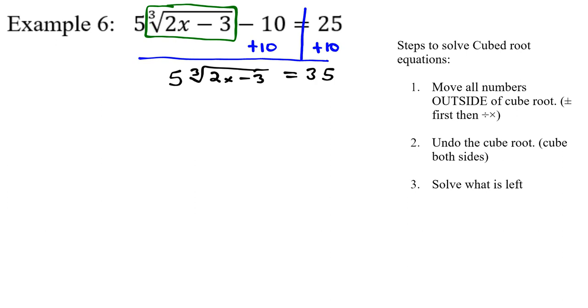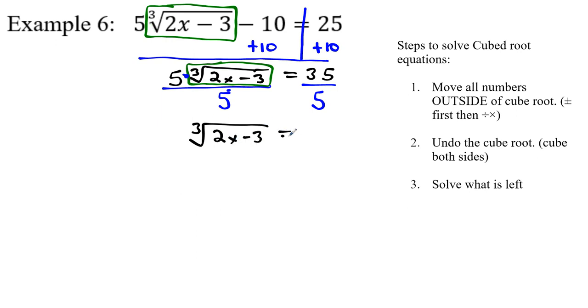Then, of course, since the cube root is still not by itself, we have a 5 out in front attached to it, which means it's multiplying. So we're going to do the inverse and divide. Oops, that's a horrible looking 5. Looks like a 6 there, my bad. We're going to divide both sides by 5. We get now the cube root of 2x minus 3 equals 7.